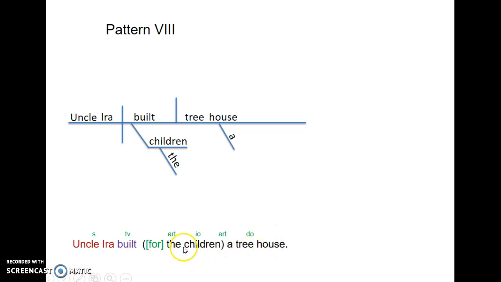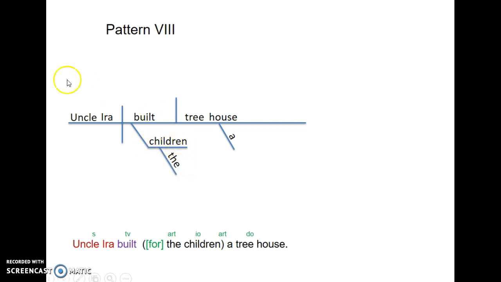You might be tempted in the sentence to say, oh, look, here's a noun, children, that directly follows the verb. But keep in mind that there's an implied preposition. He's building the tree house for the children. And I put that in brackets because it's implied, it's not stated. So what he's doing is building a tree house, direct object, for the children, which becomes the indirect object. No preposition there, so that slant remains blank. Noun goes on the horizontal and the definite article goes below.